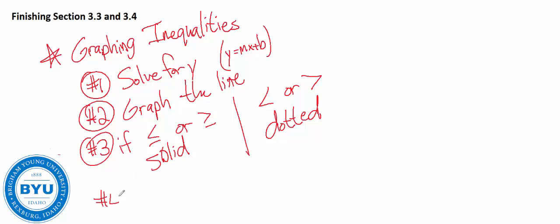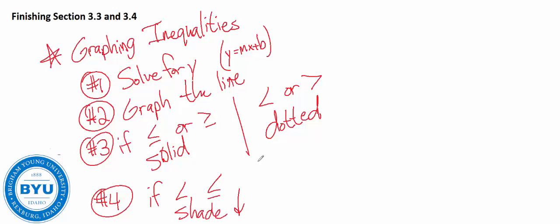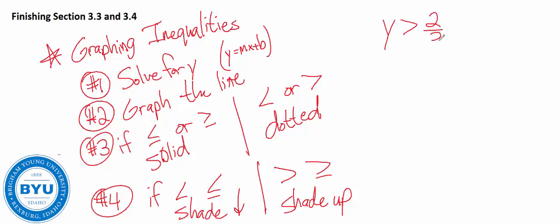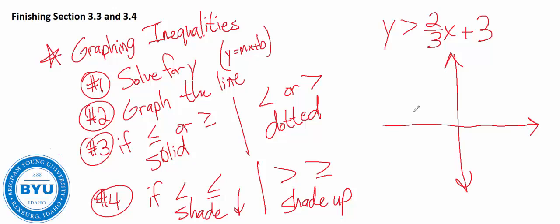And in step 4, if it's less than or equal to, you're going to shade down. And if it's greater than or equal to, you're going to shade up. Inequalities have infinite amounts of answers. And so in a two-dimensional problem like this, y is greater than 2/3 x plus 3, we want to identify all the possible solutions. So these are the steps we'll follow. Step number 1, you want to get it equal for y. We've already done that.